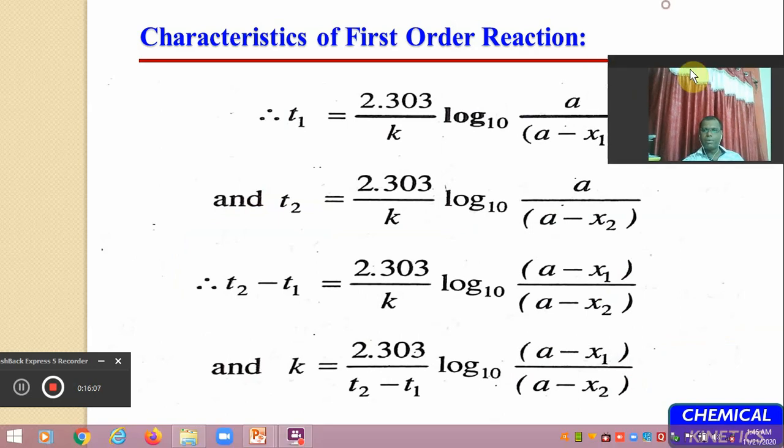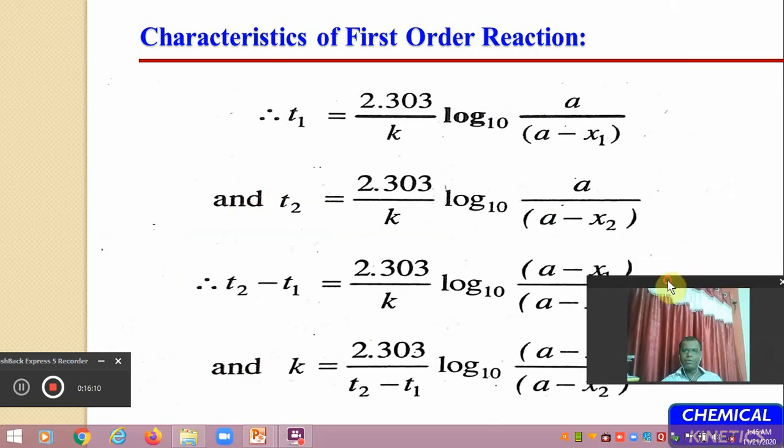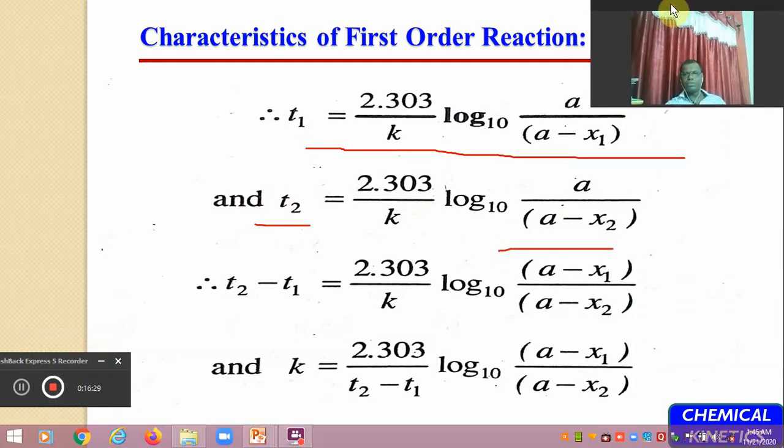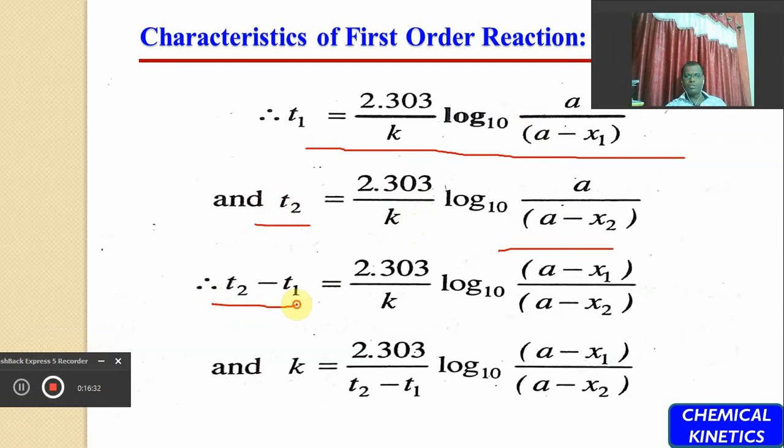Here we can write the equation for t1 as 2.303 upon k log to the base 10 of a upon a minus x1, and for t2 as 2.303 upon k log to the base 10 of a upon a minus x2. If we take the difference of these two equations, t2 minus t1, it will be written simply as 2.303 upon k log to the base 10 of, since log a minus log b is equal to log a upon b. After simplification, this a and this a will get cancelled.